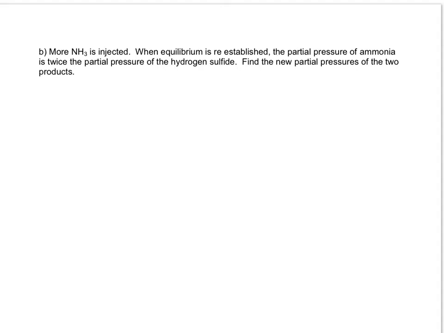So again, I know that Kp is equal to the partial pressure of ammonia times the partial pressure of the H2S. I always write the equilibrium expression whenever I'm talking about equilibrium. Then I figure out what I want to do. I also know from this that when I've reached equilibrium, the partial pressure of ammonia is twice that of the partial pressure of H2S. And so if I say that this is X, then this would be 2X.